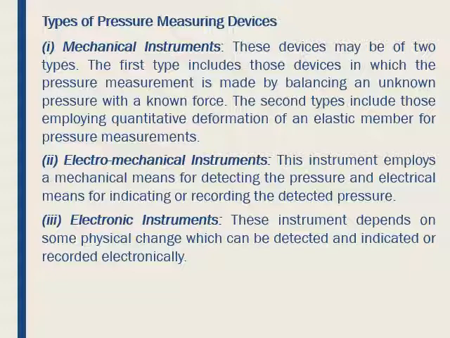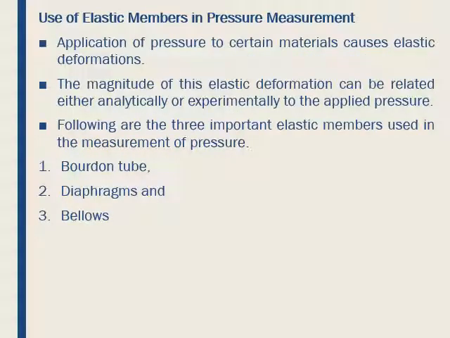So let us go to the devices. Before going to the devices, let us look at some of the pressure measuring instruments which are the elastic members. Application of pressure to certain materials causes elastic deformation. The magnitude of this elastic deformation can be related, either analytically or experimentally, to the applied pressure. The three most important elastic members used in the measurement of pressure are Bourdon tube, diaphragms, and bellows.